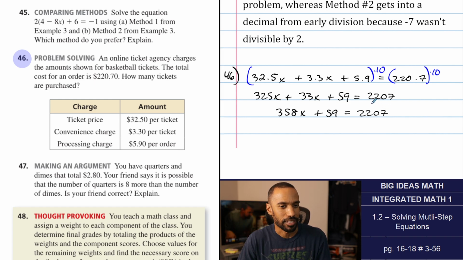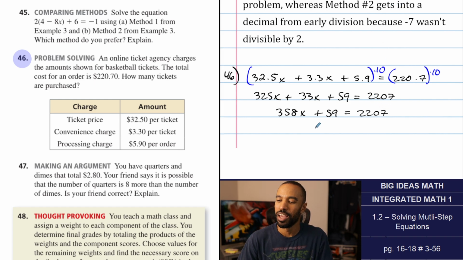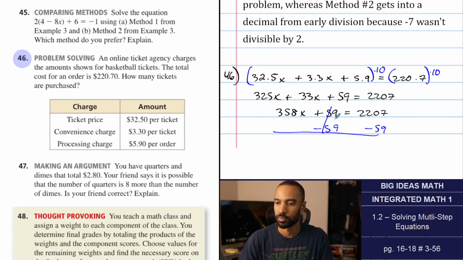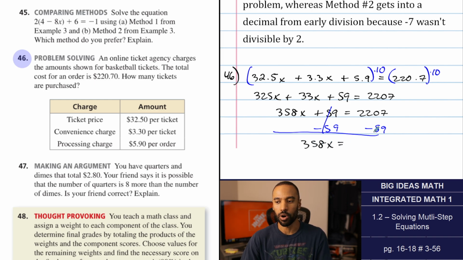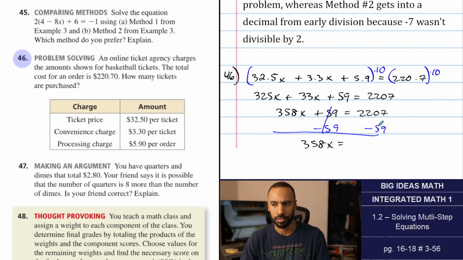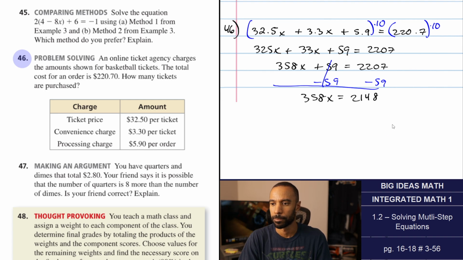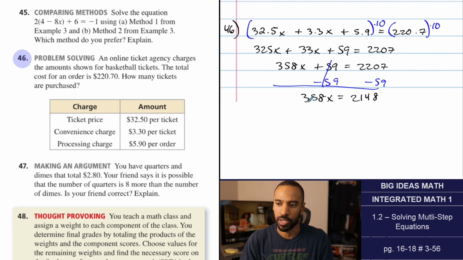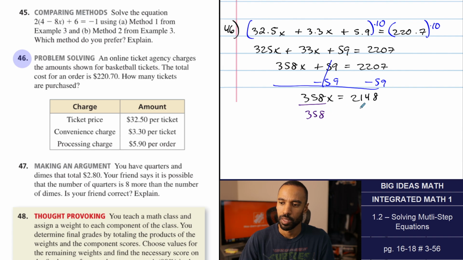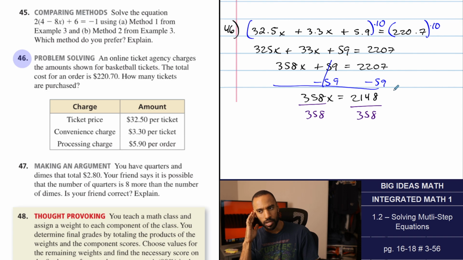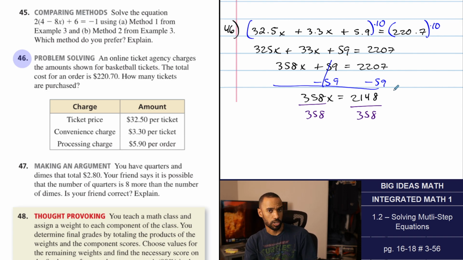Actually, in some ways, I might have liked it just as money more now that I'm looking at it. You could subtract 59 from both sides. And we get 358x equals, and we're hoping the final answer is an exact number, right? Otherwise, things would look a little screwy. That's 2,148. Then you divide both sides by 358. Now, if I were to wager a guess, that would probably be 6, because it's probably supposed to be a whole number, right?